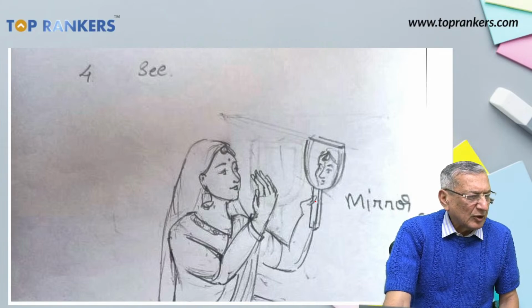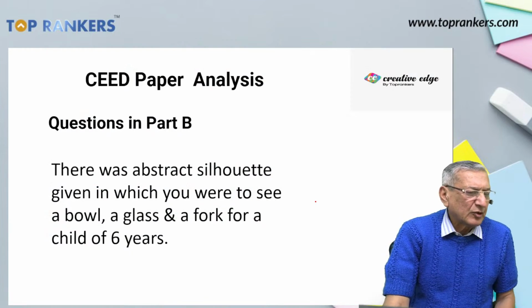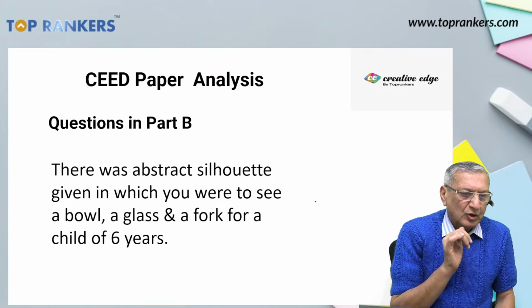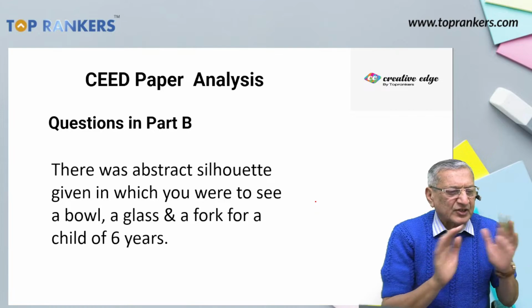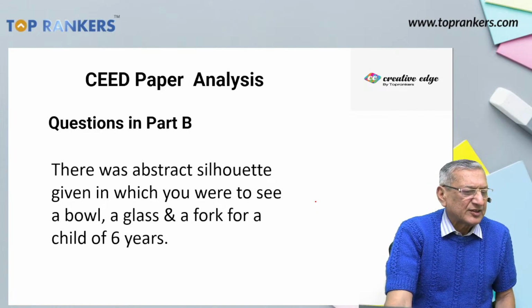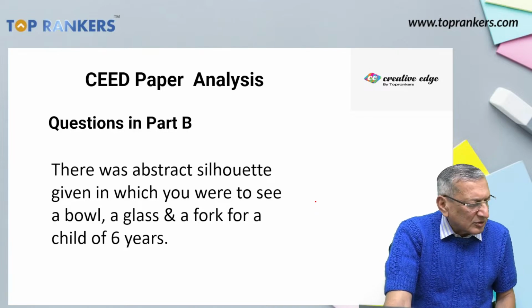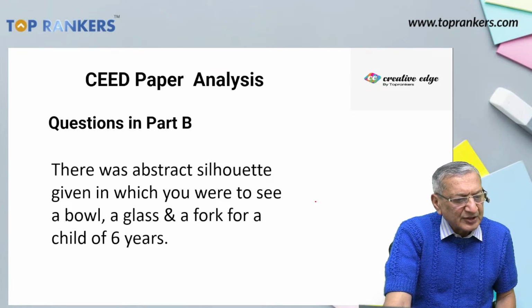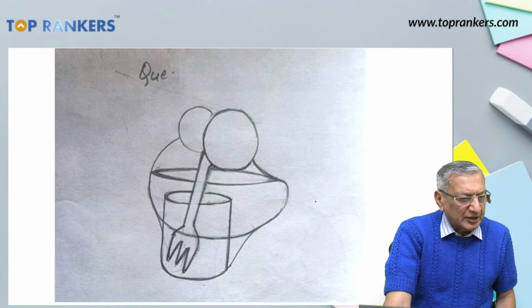Let us look into one more question. Question is, there was an abstract sketch given in which you were to see a ball, a glass, a fork for a child of 6 years. Now, actually, they did not mention a sketch, but an abstract sketch was there, which could be recognized as all three forms equally well. And I have given a very rough sketch, an approximate sketch here.